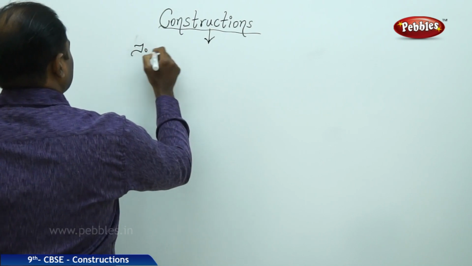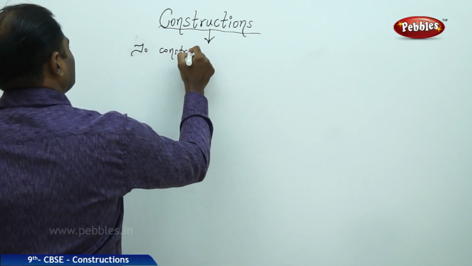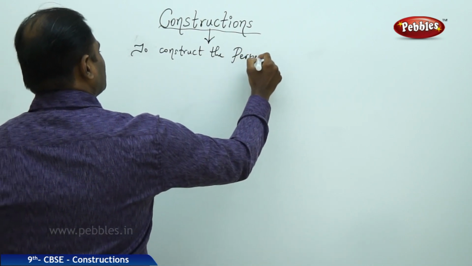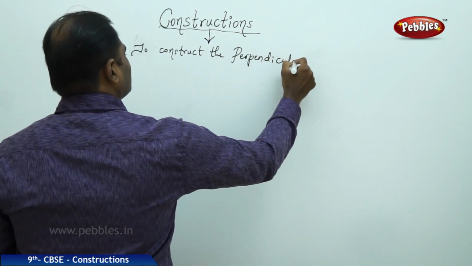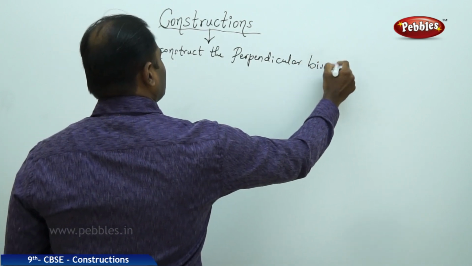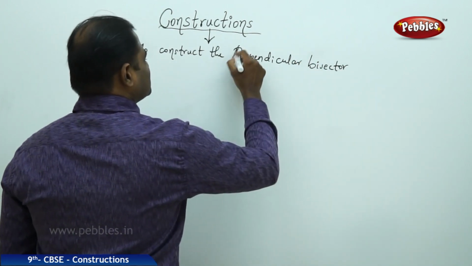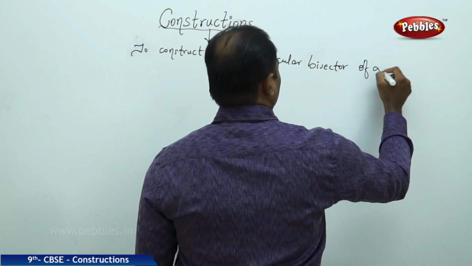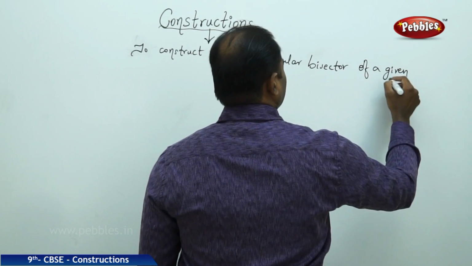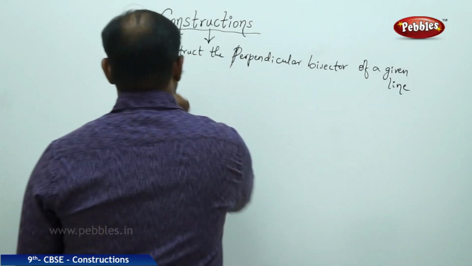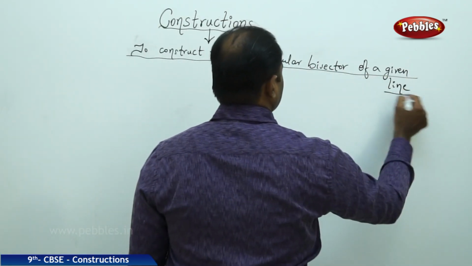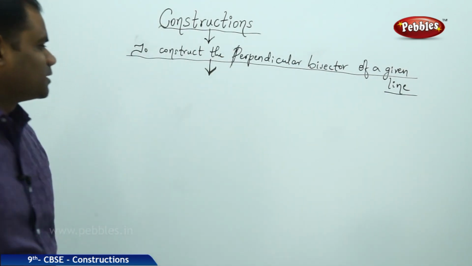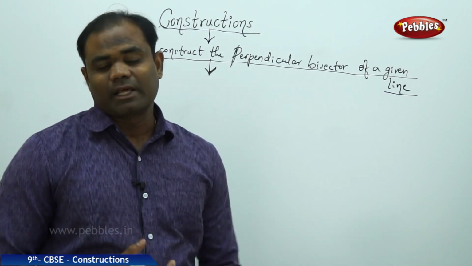To construct the perpendicular bisector of a given line. To construct the perpendicular bisector of a given line.